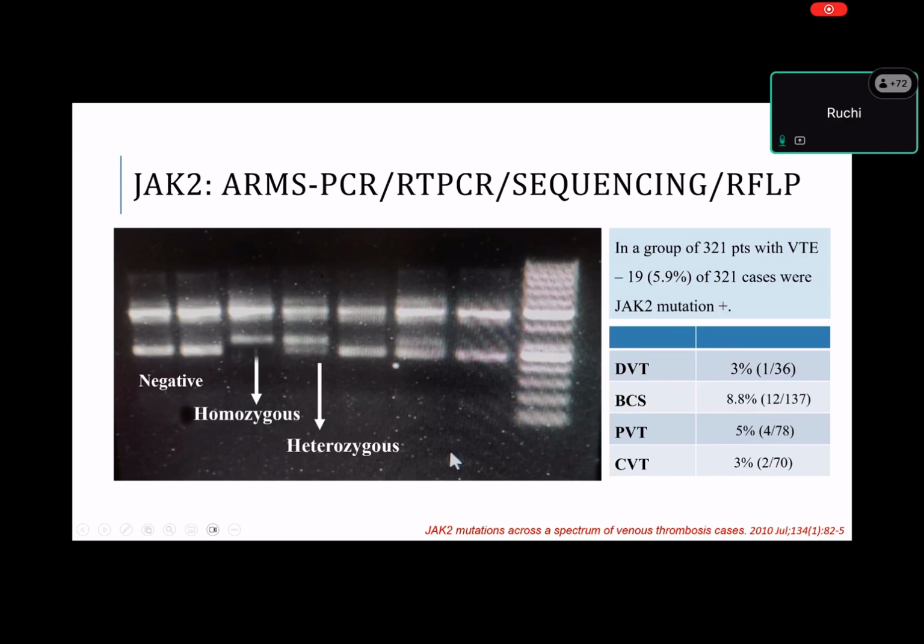So this is just to highlight that even JAK2 is an important test which should be done if you are again seeing a patient in a specific scenario. And let me also make it very clear at this time point that it is not necessary in JAK2 that you will find thrombocytosis and a hemoglobin cutoff of more than 16.5. So frequently we have seen that these JAK2 positive patients may or may not meet those criteria.